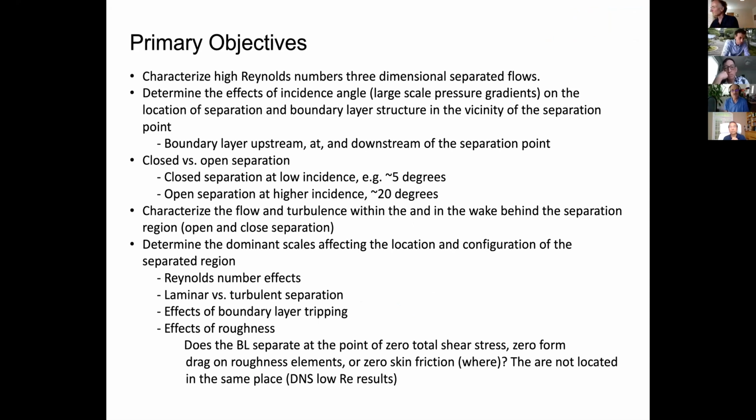We want to characterize how... I don't really need to repeat all the objectives of the project because they're basically consistent with what Dave has just shown. I just want to mention the separated flow around a prolate spheroid is very different once you go from incidence angles of about 5 degrees to about 20 degrees. At about 5 degrees, you have what we call closed separation. When you're at higher angles, you have what we call open separation.